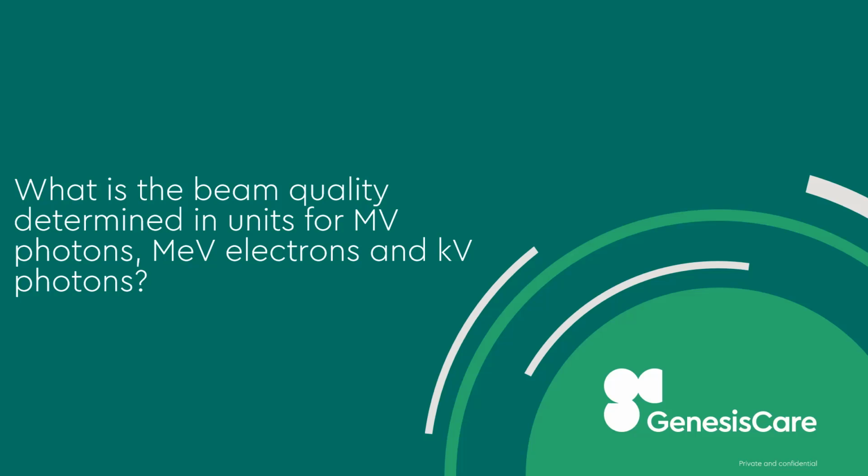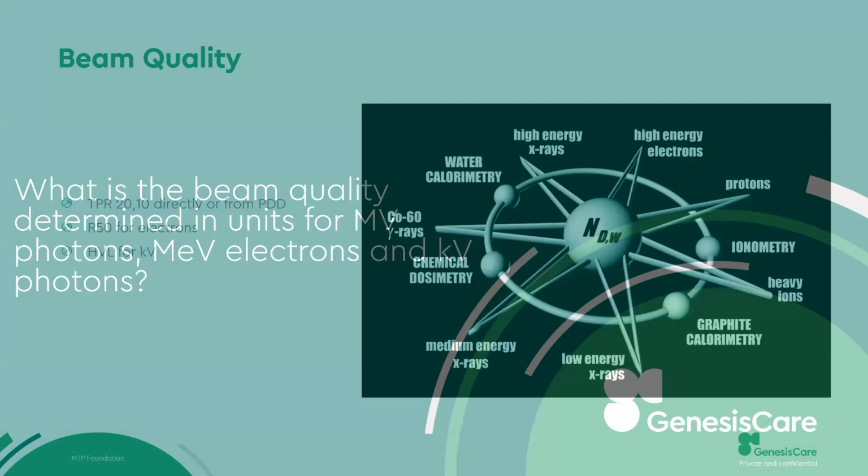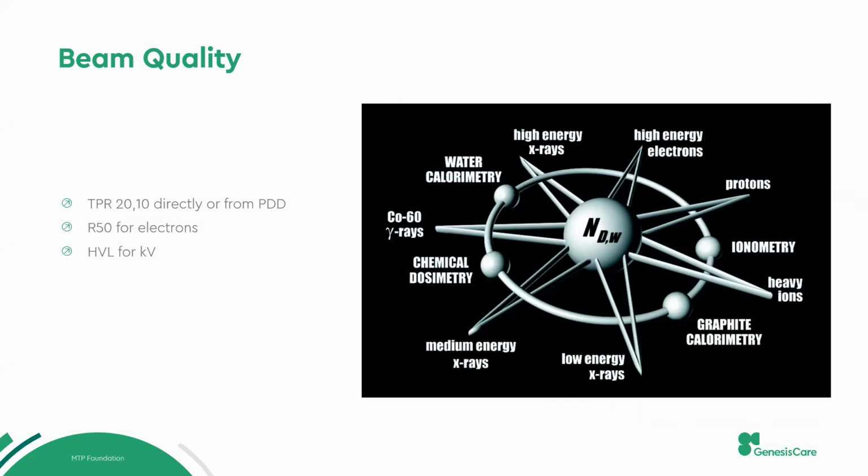For half value layers, you can use your kVp in combination with the different filters. That's true. Okay, so here you go. As you said, TPR 20/10, if you are using the IAEA protocol. If you are using TG-51, then definitely it is the 10 cm depth PDD, and R50 for electron, the HVL for your kV.